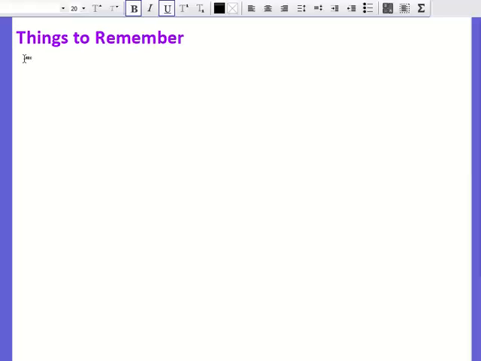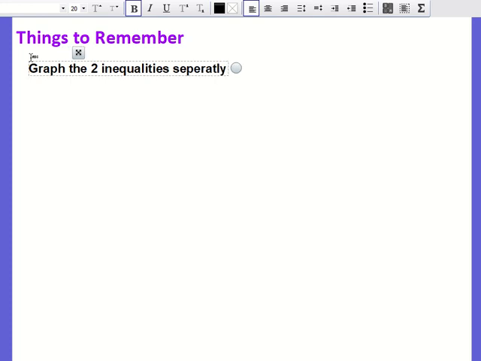All right, so things to remember: graph the two inequalities separately, then see where the shading intersects.